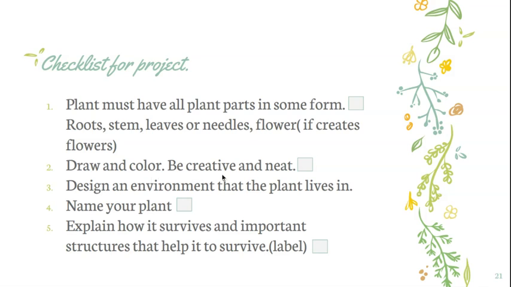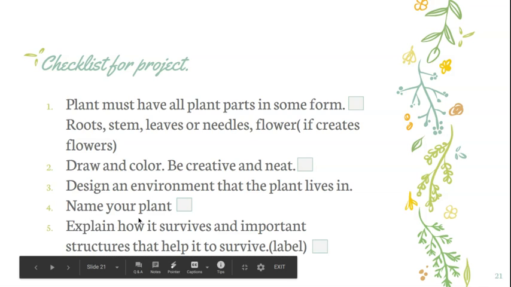Draw in color, be creative and neat. It's not just something that you're going to whip up in 5 minutes. Be creative with this, because you're getting points. Design an environment that the plant lives in. So you should be drawing your desert. You should be labeling your rainforest, if you want to do a jungle, a grassland, or the Arctic. Different types of environments here.